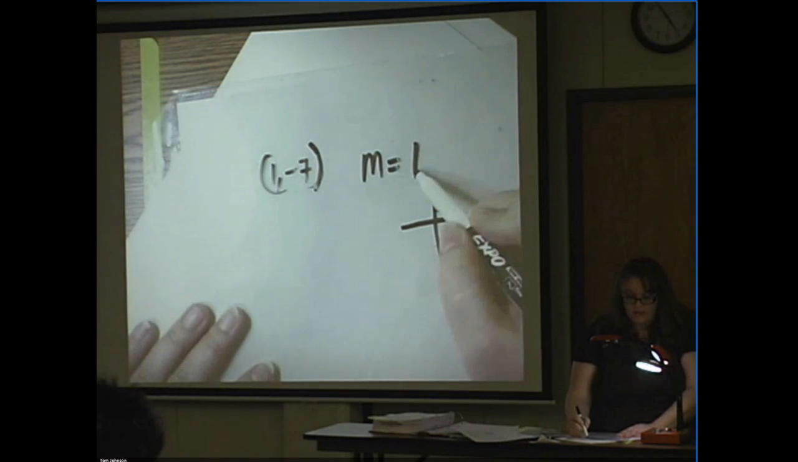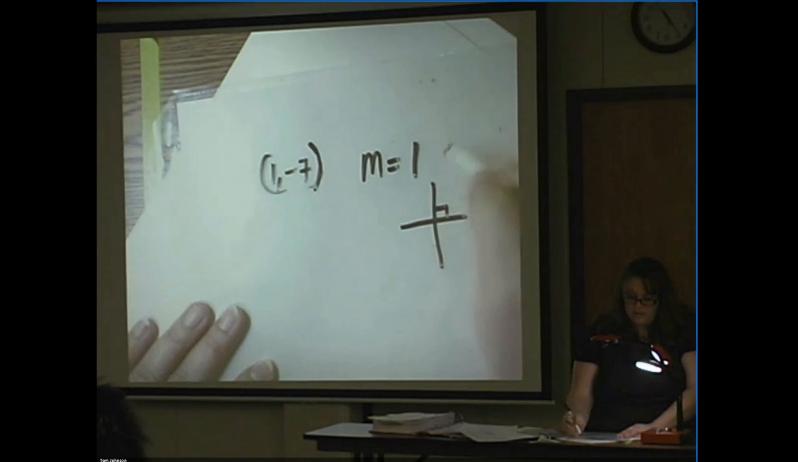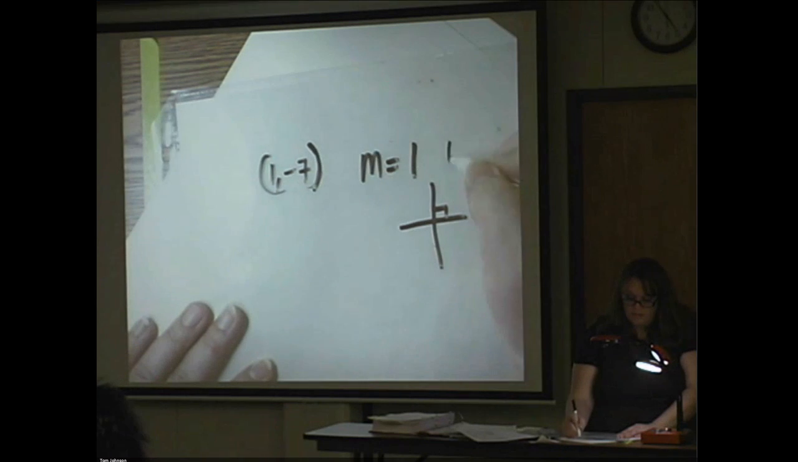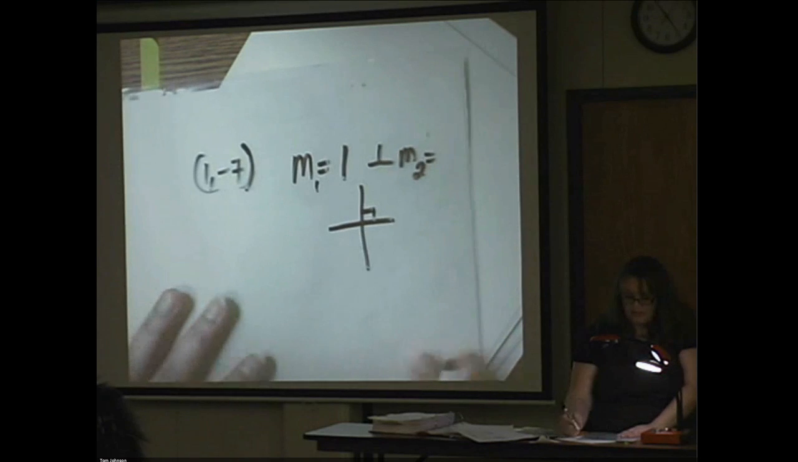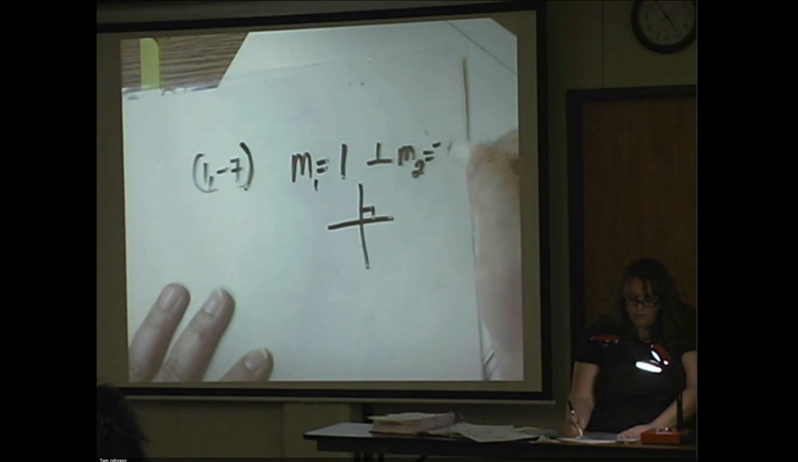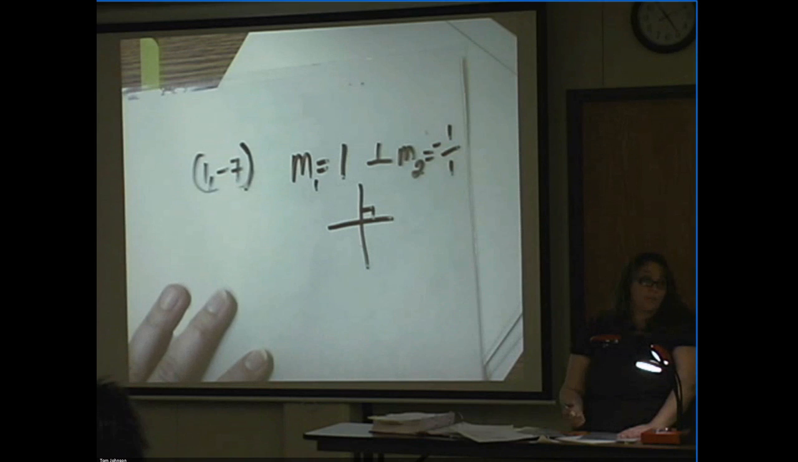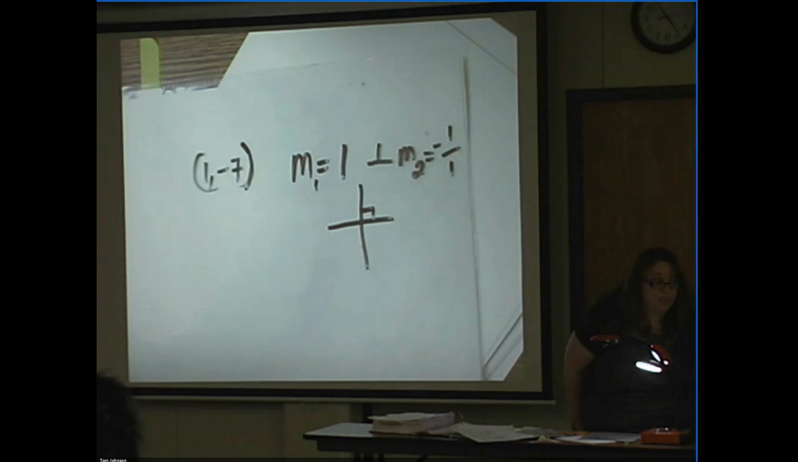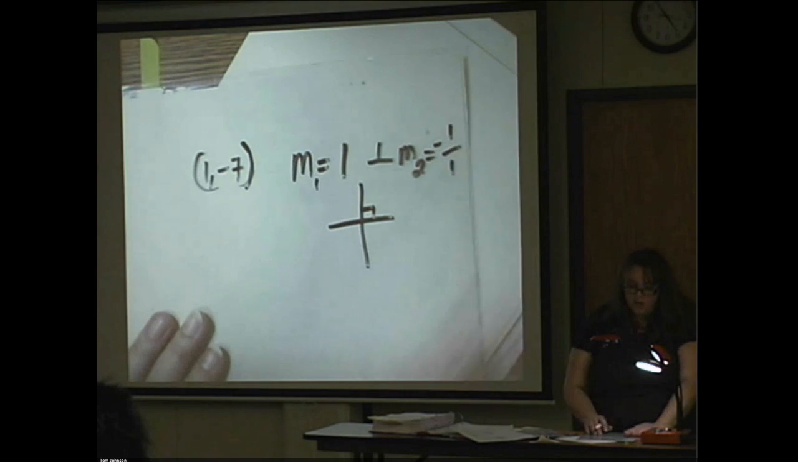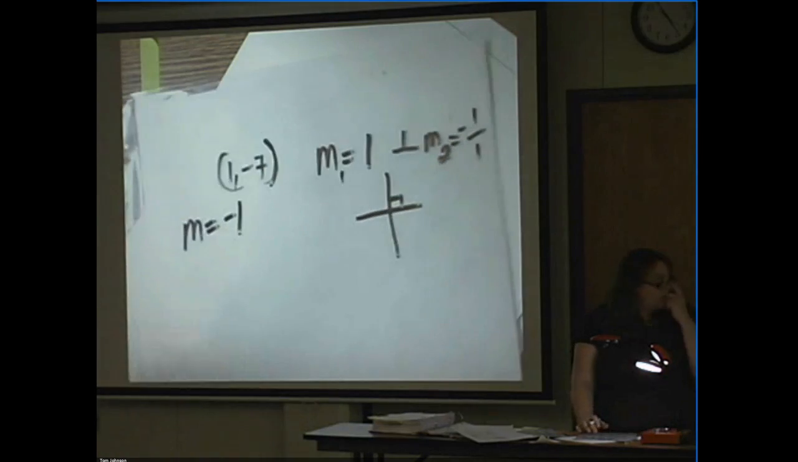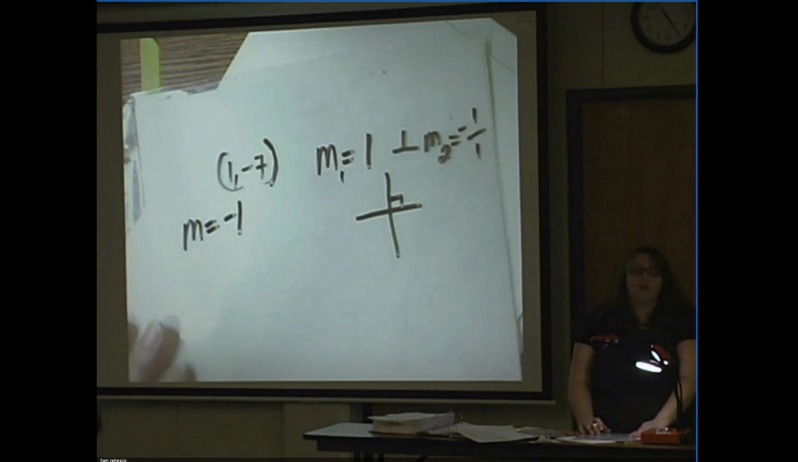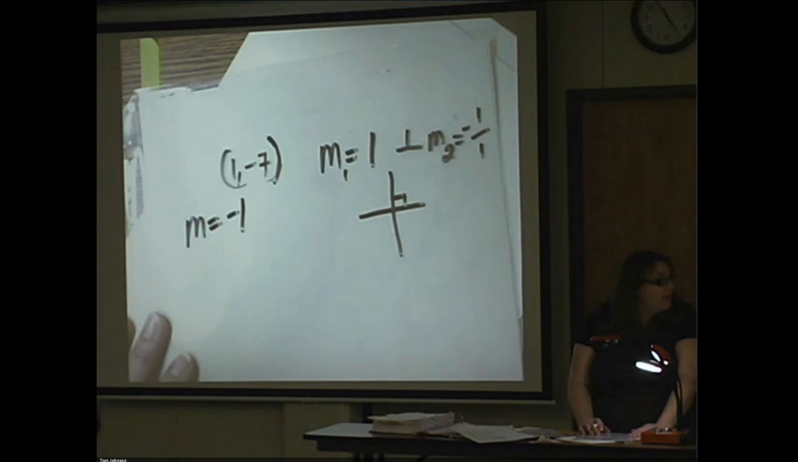So if the slope here is 1, then my perpendicular slope is going to be -1/1, because I took the reciprocal of it. But 1/1 is the same thing as 1, and that's why it looks like we just took the opposite. So our slope of our line is -1. So I'm looking for something that goes through the ordered pair 1, -7, and has a slope of -1.